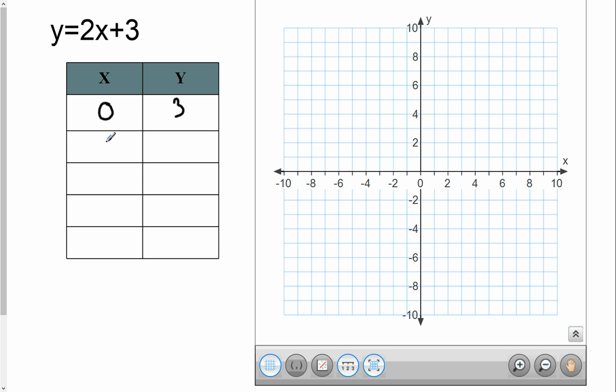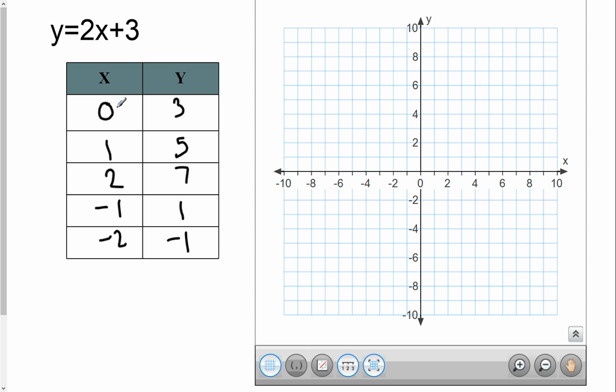If I put a 1 in for x, 1 times 2 is 2, plus 3 is 5. If I put a 2 in for x, 2 times 2 is 4, plus 3 is 7. And then let's put two negatives in, a negative 1 and a negative 2. A negative 1 times 2 is negative 2, plus 3 is 1. And then a negative 2 times 2 is negative 4, plus 3 is negative 1.